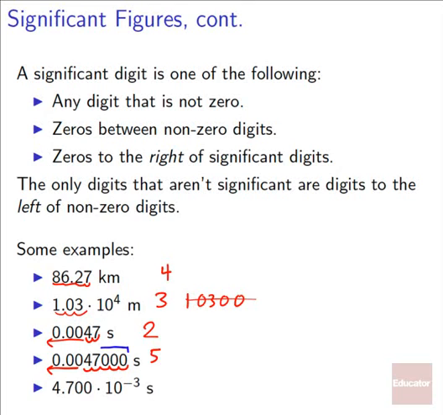Finally, if we had 4.700, well, we'd have 1, 2, 3, 4. We count from the right in, or the left in this case, because there's no zeros to the left. So zeros on the right, they count. Here we'd have 4. Awesome.